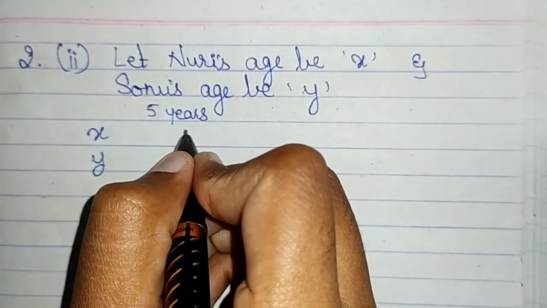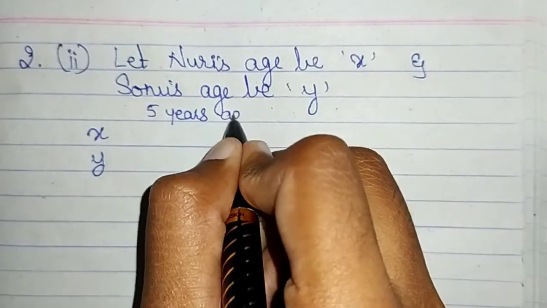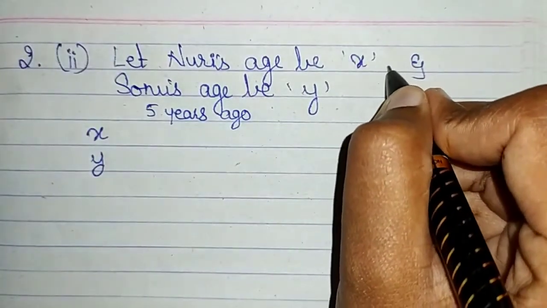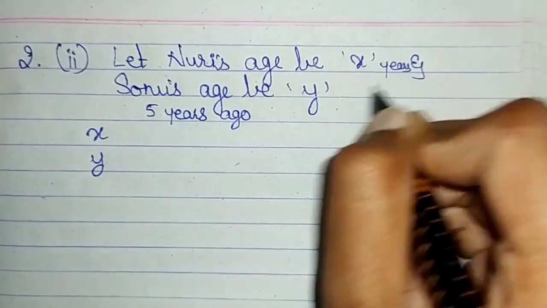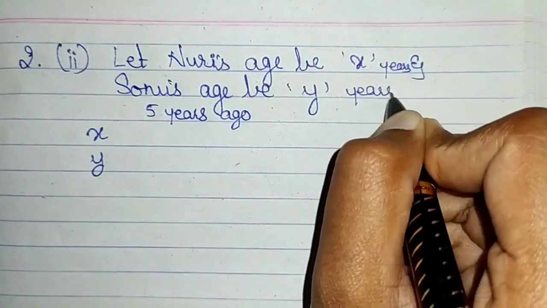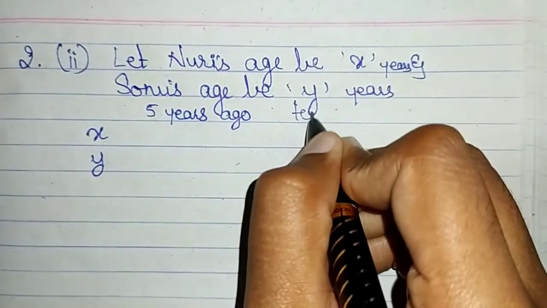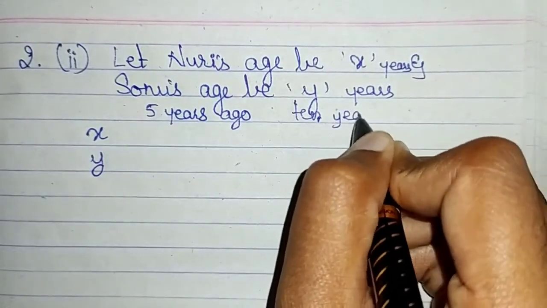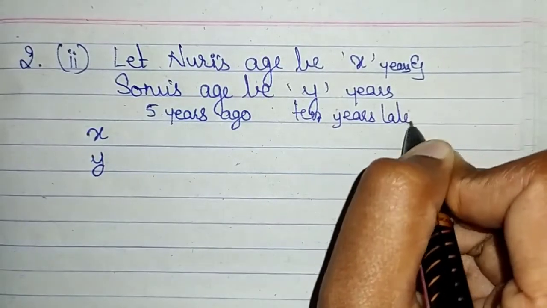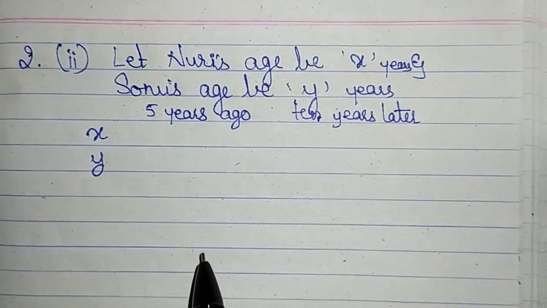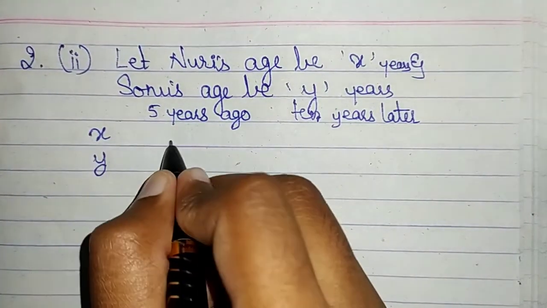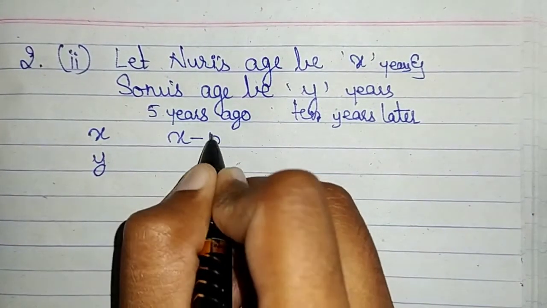5 years ago, X years. The ages are X years and Y years. These are the present ages. So 5 years ago and 10 years later. We have two situations. 5 years ago, Noori's age would have been X minus 5.